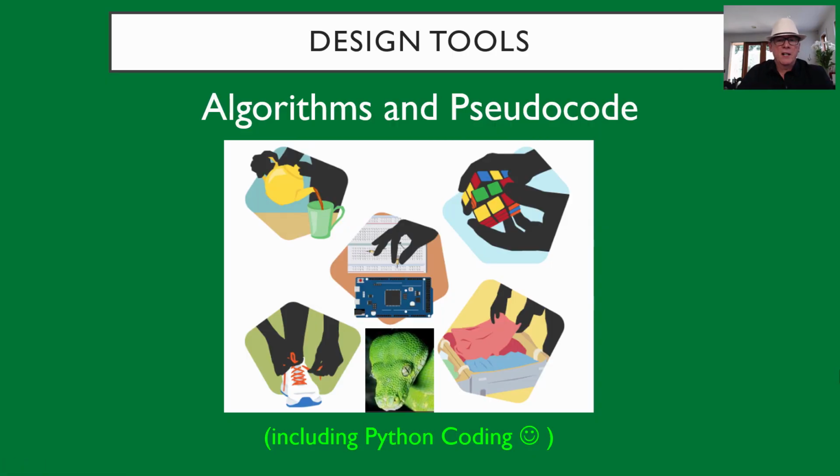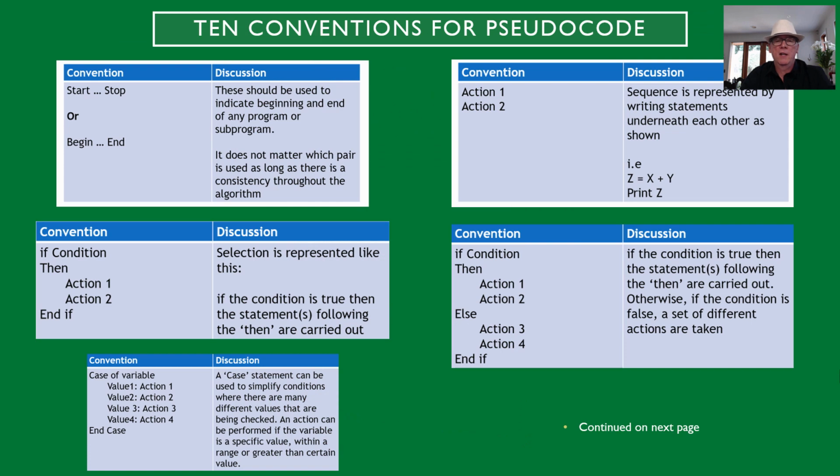All right, design tools. So that's what we're looking at here, algorithms and pseudocode, another look at that. And this time I'm going to do it using Python. So in a previous lesson, we covered all of the 10 conventions for pseudocode. So these are your 10 kind of program structures you can have in the logic of a program when you're designing it and coming up with the algorithm design and writing some pseudocode.